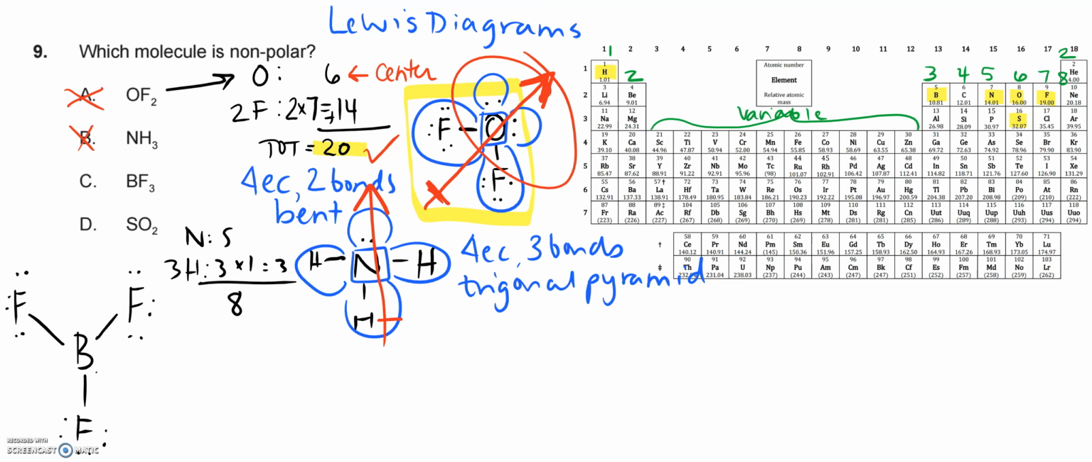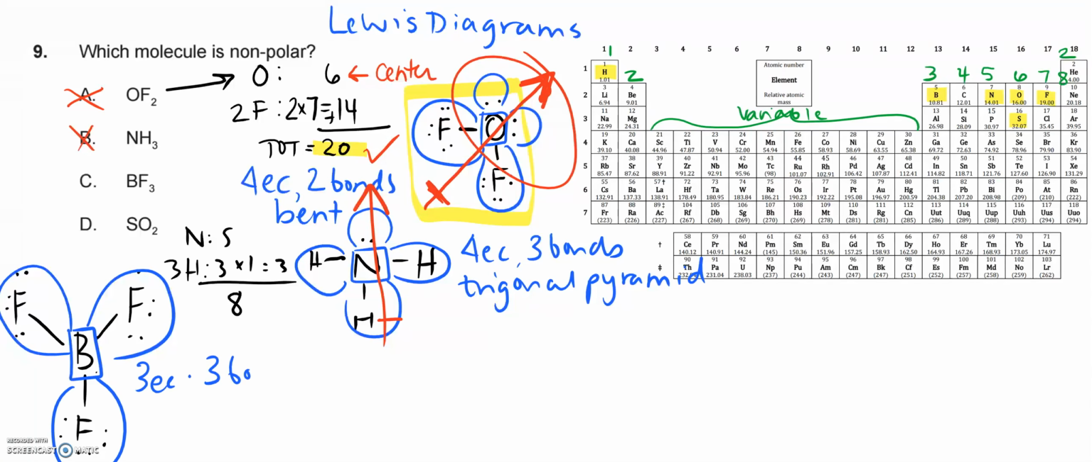So, BF3, this boron is the central atom. It has 1, 2, 3 electron clouds. All 3 are bonds. So we've got trigonal planar. And in trigonal planar, all of the electron clouds cancel out. Even though the fluorine is much more electronegative than the boron, they're all the same atom going out there. And so they end up canceling out in 3 dimensions. So it would be nonpolar overall. So that should be our answer.